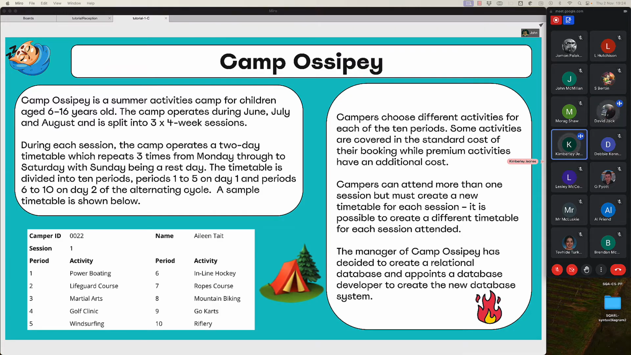So is it correct that a child can attend the summer camp more than once? They can. The child can attend more than one 4-week block of activities, but they'd have to make a different timetable for each 4-week block or session. That's great. So that means that a camper would be able to try a huge range of activities. Yeah, that's true. Most of them are included in the standard cost, but we have to remember that some activities have that additional cost from the first paragraph.